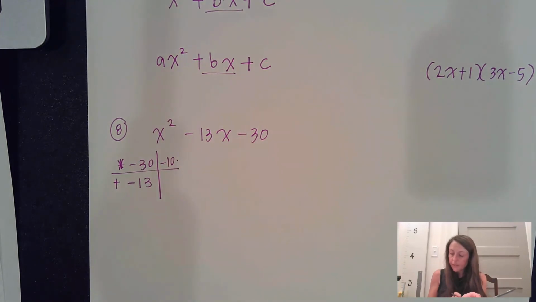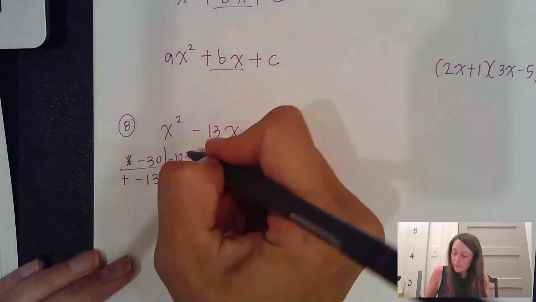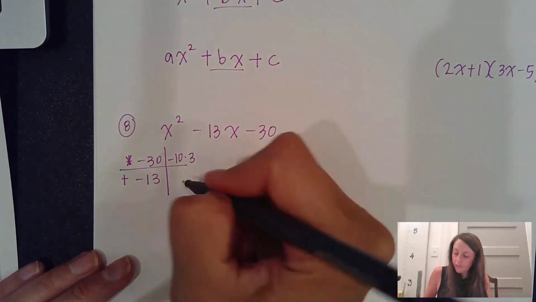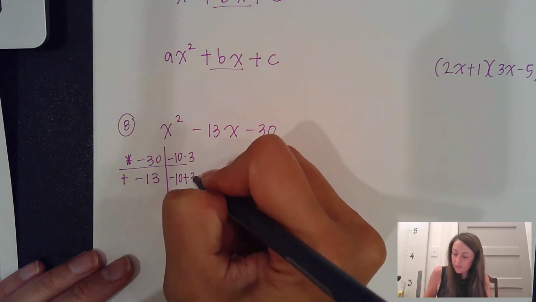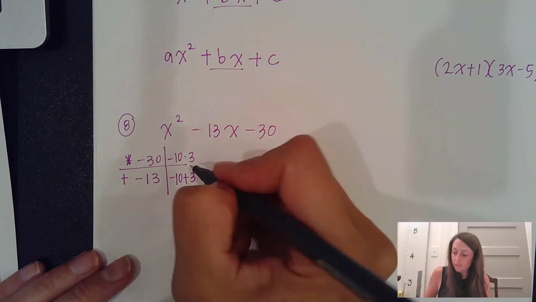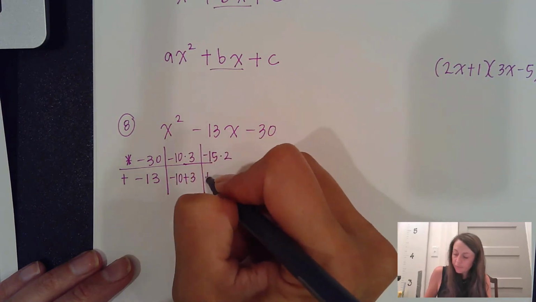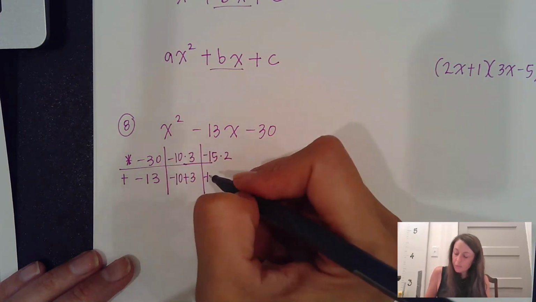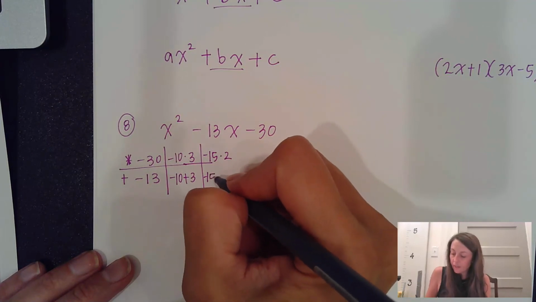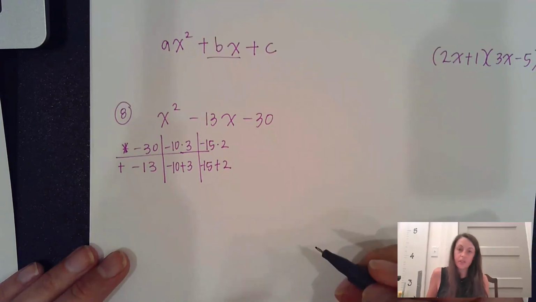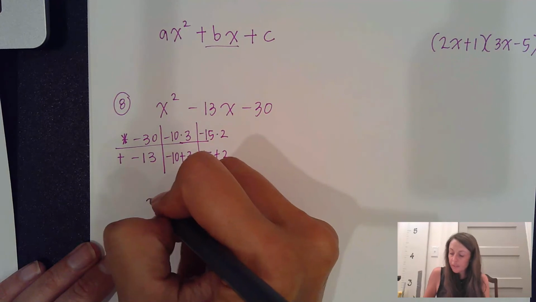Yep, negative 10 times 3 gives you a negative 30, but does negative 10 plus 3 add together to give me a negative 13? Nope. What about negative 15 times 2? Negative 15 times 2 multiplies together to give you a negative 30, and negative 15 plus 2 adds together to give you a negative 13. So this is what I mean now to replace.